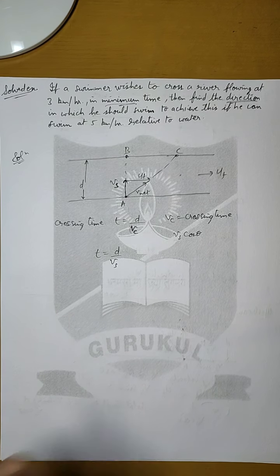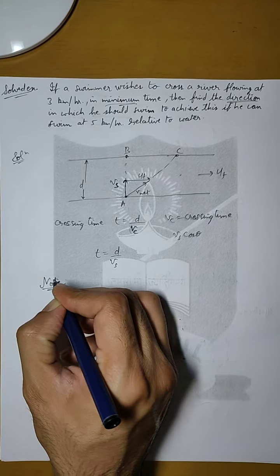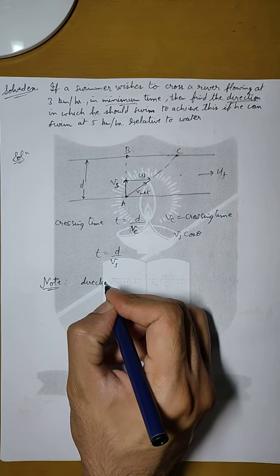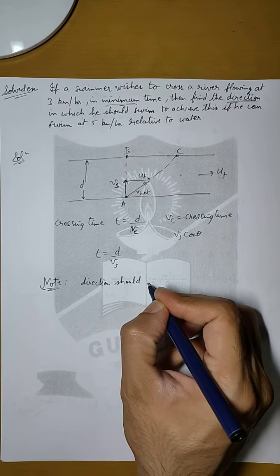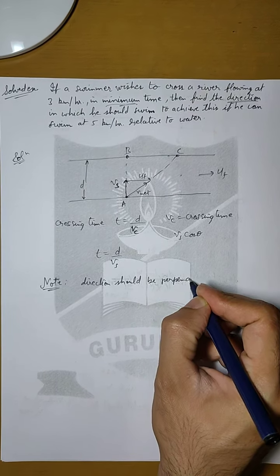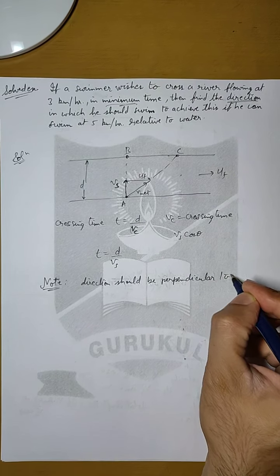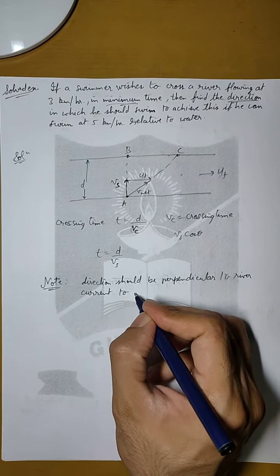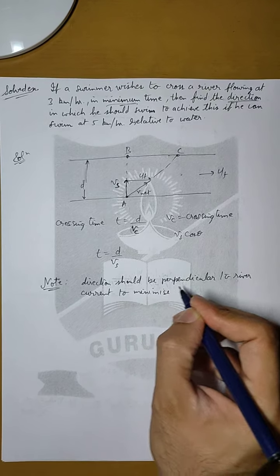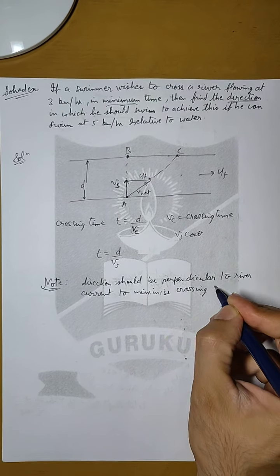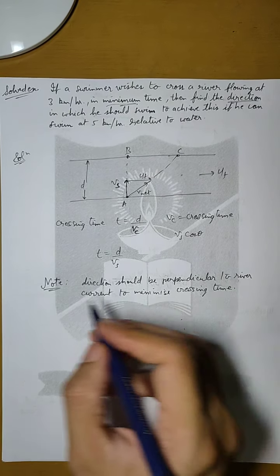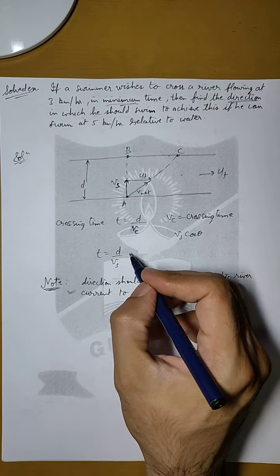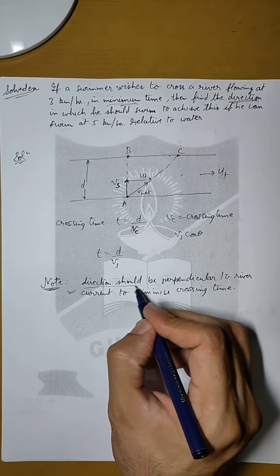Now here, this you should remember. So in your notebooks you can write this note, that the direction should always be perpendicular to the river current to minimize crossing time. So you understand this concept and note this down in your notebooks, and this will be the answer. This direction should be perpendicular. This will be the answer to this question.